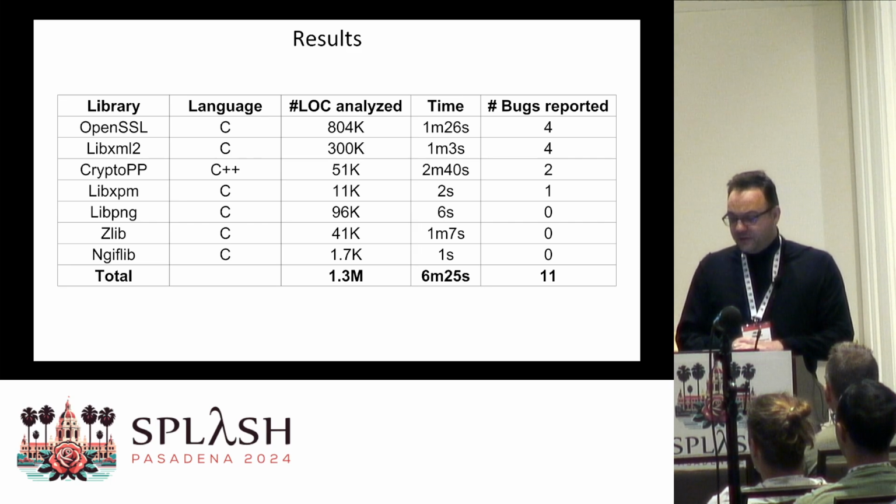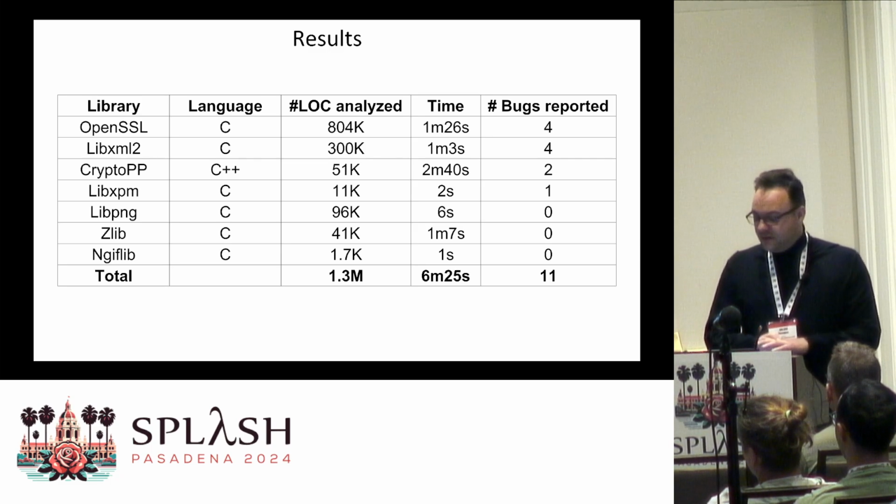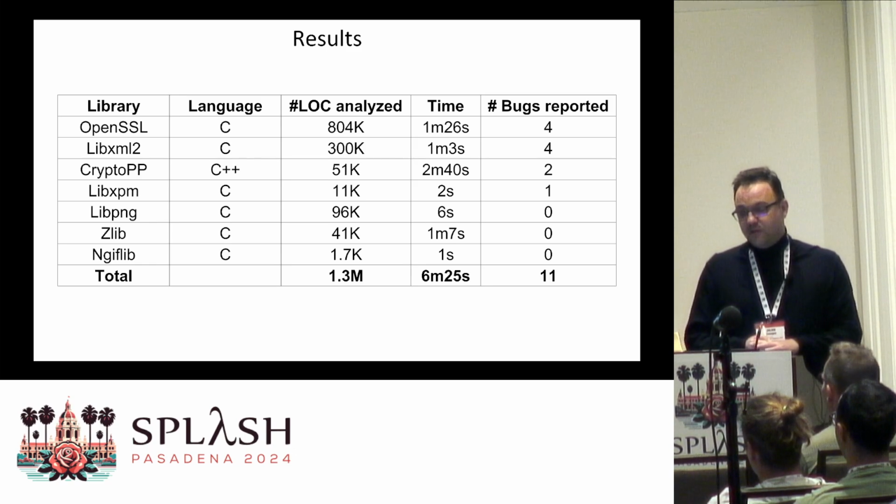I want to attract your attention not only to the bugs found, but also to how fast the tool actually is. In order to analyze OpenSSL, we need 1.5 minutes to analyze 800,000 lines of code, thanks to the path dropping and the K-bounded analysis that we've implemented.